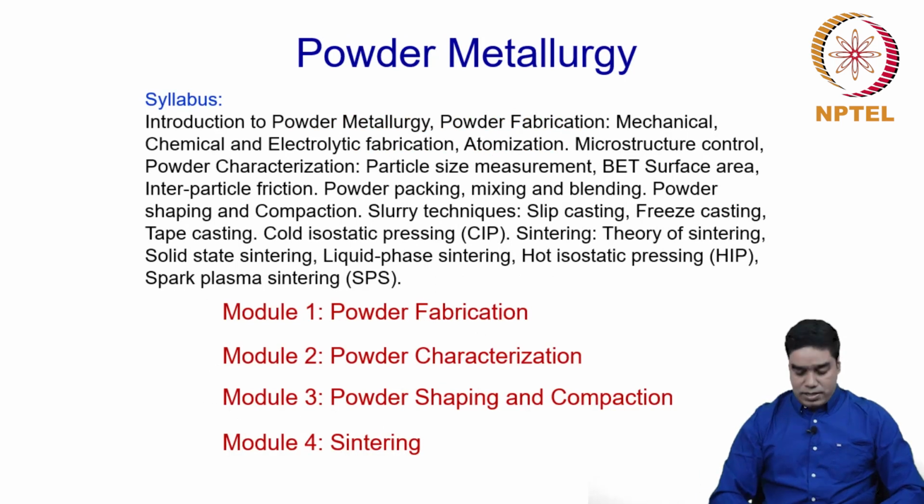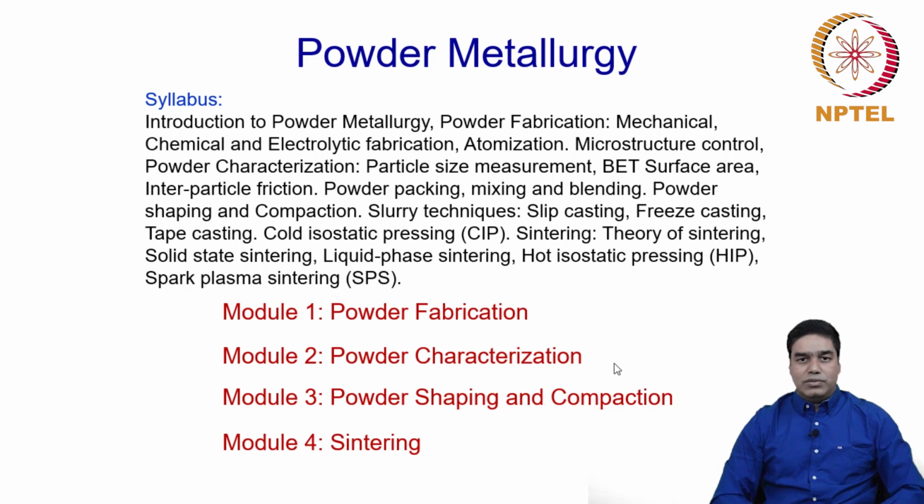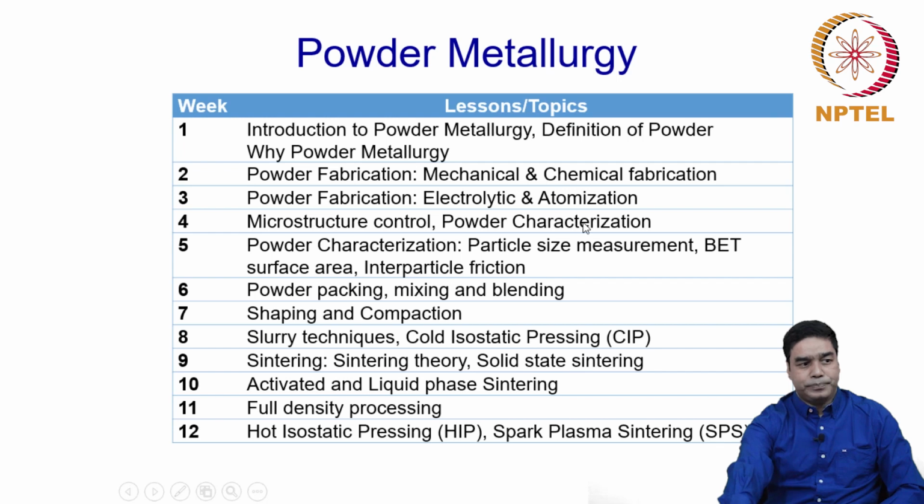Now let us have a look at the content of the course. In this particular course, we are going to cover all the details of the powder metallurgy process, starting from the powder fabrication all the way to the densification process. The course will basically have these 4 modules that you see over here, and each of these modules will typically take about 3 weeks, and therefore this course will run for 12 weeks. And this is the tentative weekly plan for the course, as you could see from this table over here.